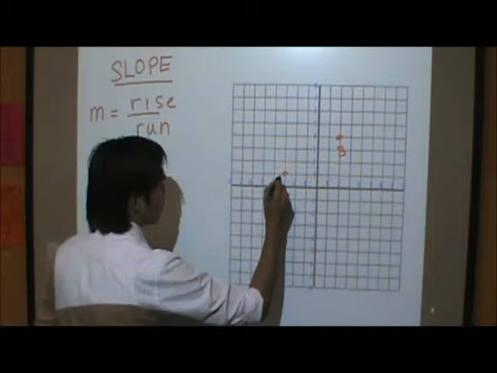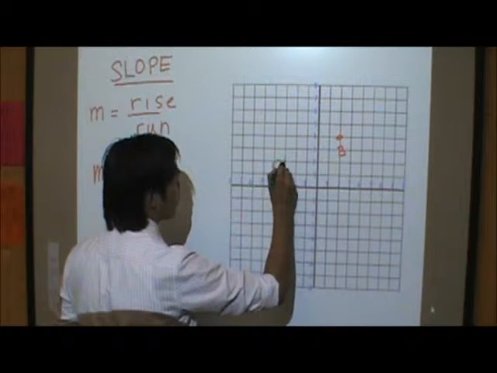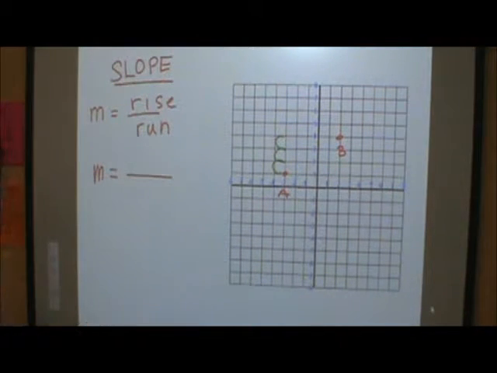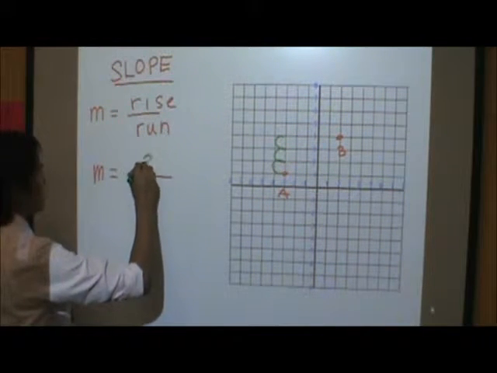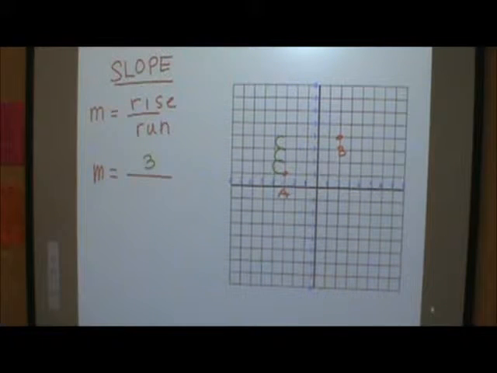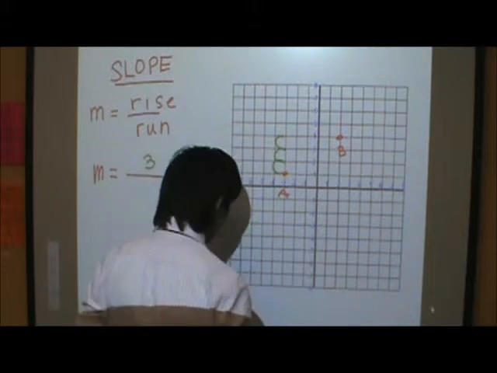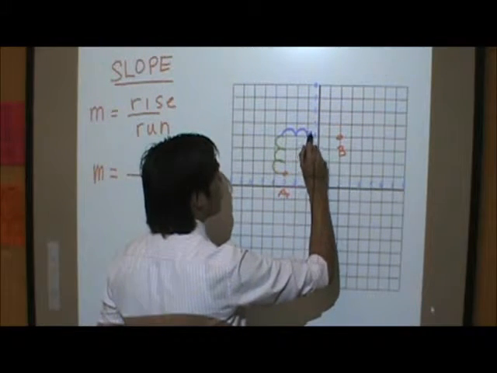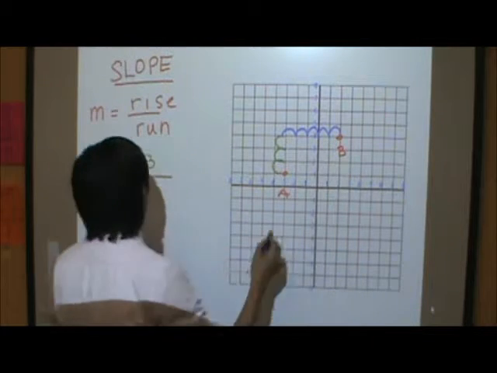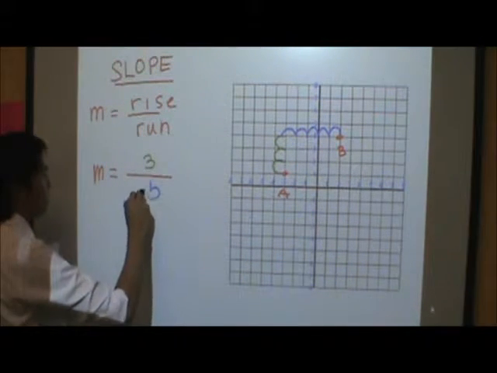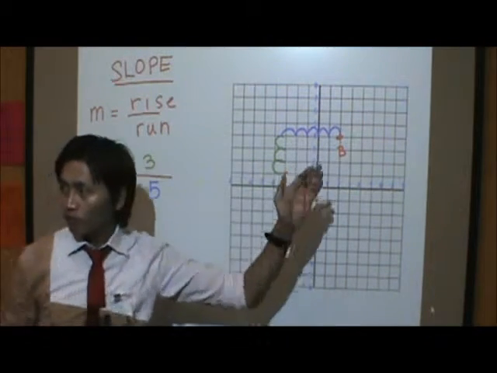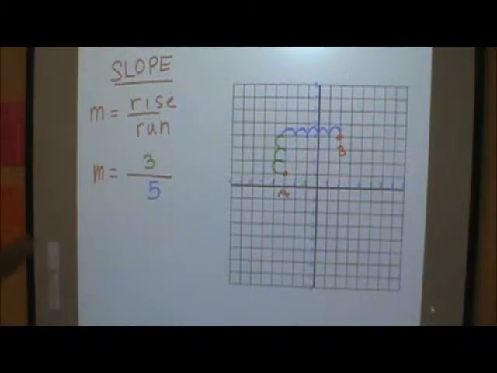So now how will we know the number of rise? Let's do it. From point A, we go up 1, 2, 3. So your rise number should be 3. Okay? And then for the run, let's see. We have 1, 2, 3, 4, 5. For the run, we have 5. That means applying your rise over run, we have 3 over 5, and that's going to be the slope between A and B.